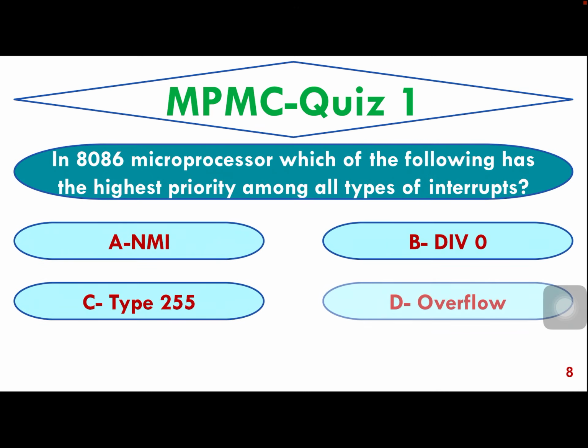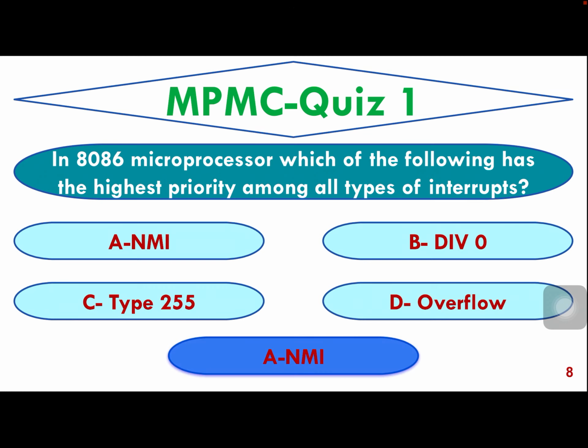In 8086 microprocessor, which of the following has the highest priority among all types of interrupts? A. NMI, non-maskable interrupt, B. Division with 0, C. Type 255, D. Overflow. The correct option is A. NMI, non-maskable interrupt.